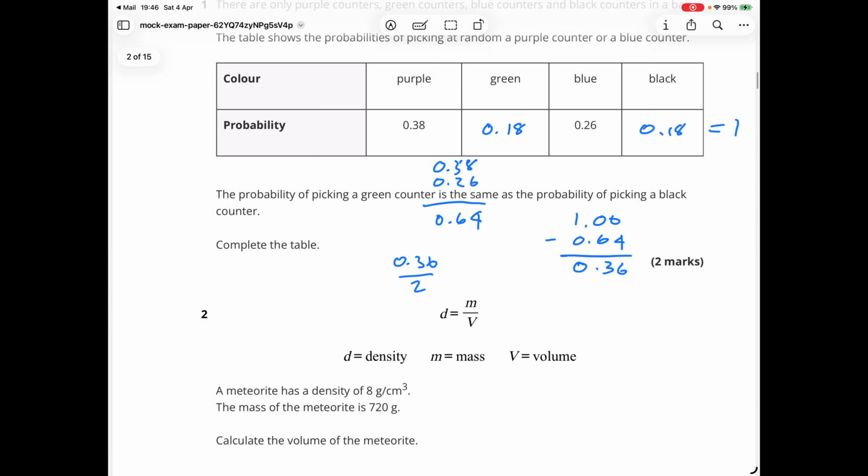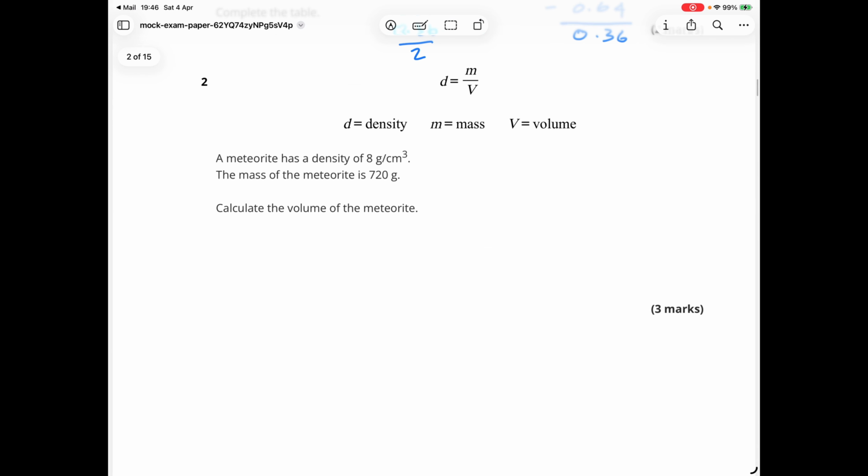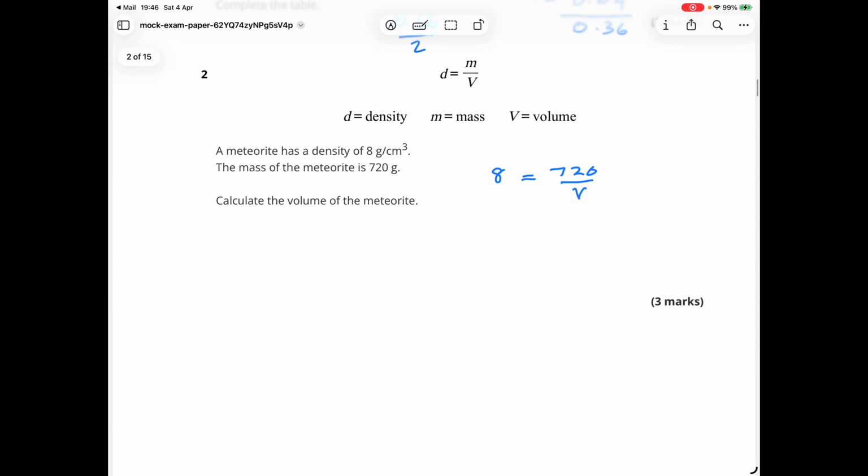Okay, next. Density equals mass over volume. A meteorite has a density of 8 and the mass is 720. What is the volume? We multiply both sides by V, so 8V equals 720. That means V equals 720 over 8, which is 90. And do remember to put in the units. That's centimetres cubed, isn't it? That's how you do that.